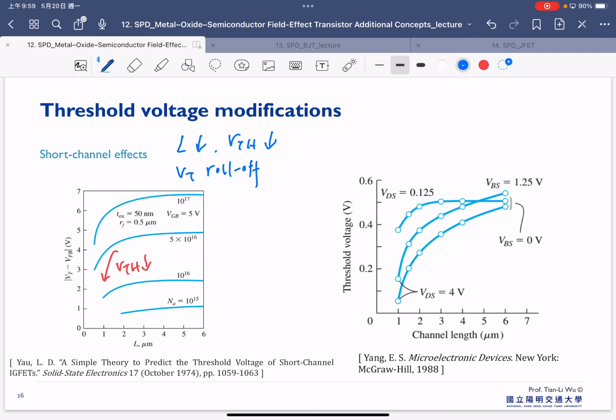So this is just a different literature. This is another literature that tries to describe the short channel effect here. And in this one you can see the VDS dependency. So this is VDS at 0.125 volt, and this is VDS at 4 volt here. So with larger VDS, usually we will also see a more obvious short channel effect, and this is because of the extension of the depletion region.